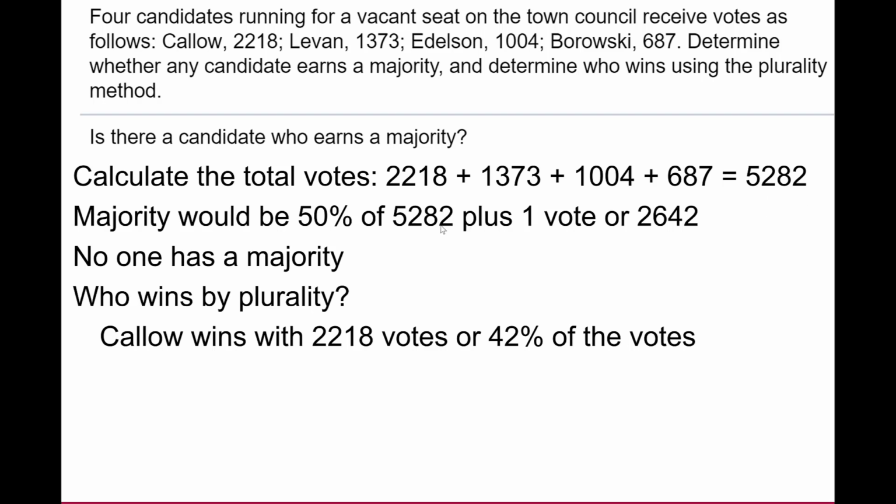So a majority would be 50% of that plus 1, which calculates out to be 2642. And we see the highest vote count was 2218. So candidate Callow does not win by a majority, but he does win by a plurality and actually received 42% of the total votes.